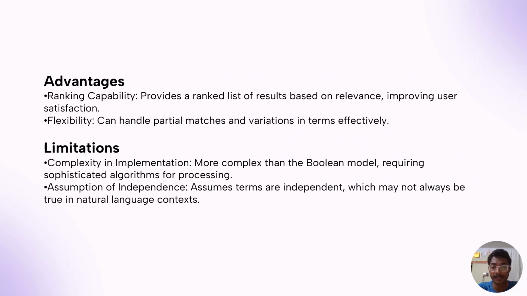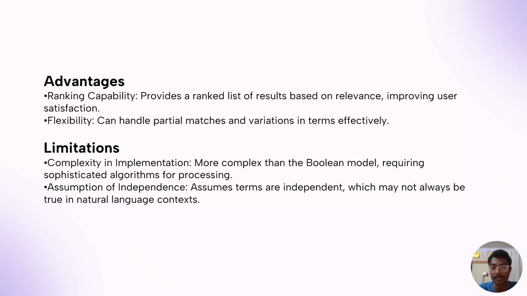So what are the advantages? It has the capability of ranking. It provides a ranked list of results based on relevance, improving user satisfaction, and it's also flexible as it can handle partial matches and variations in term frequency. The disadvantages or limitations are complexity in implementation. They are much more complex to implement than Boolean models, where each and every parameter has to be set, but in the Boolean model, with just three simple operations like AND, OR, NOT, you can get your job done.